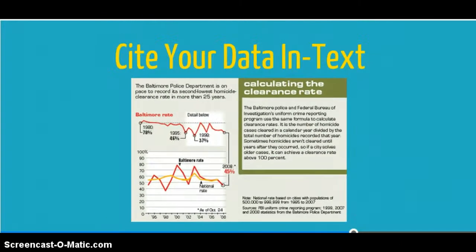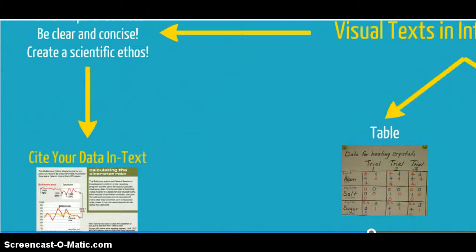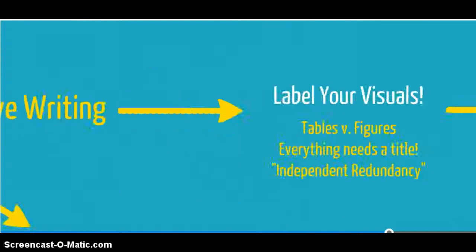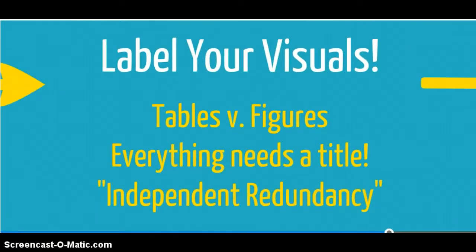There are several conventions that you should follow when citing your data in text visually in your informative writing. By convention, tables are listed as tables, while graphs, charts, or other kinds of drawings or photographs are labeled as figures. Each graphic needs a title that explains the information displayed, and remember the rule of independent redundancy, which states that the graphic should be understandable without the text, the text should be understandable without the graphic, and the text and the graphic should agree.